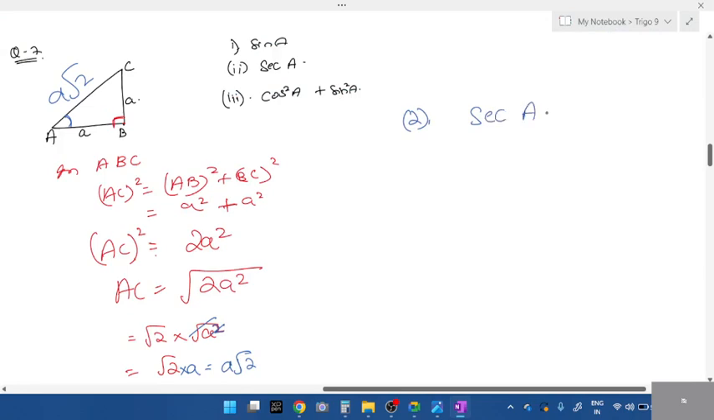What is sec A? According to formula, what is hypotenuse? AC. Let me write AC. If you want, you write it, or you can write the direct answer. What is hypotenuse, student? A root 2. What is base? A. Both get cancelled. The answer is root 2 by 1.